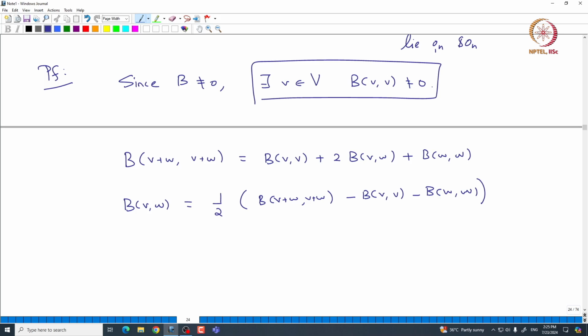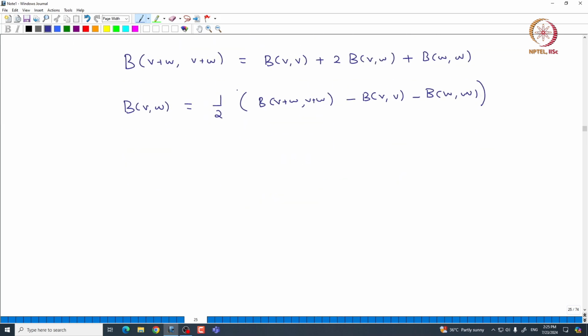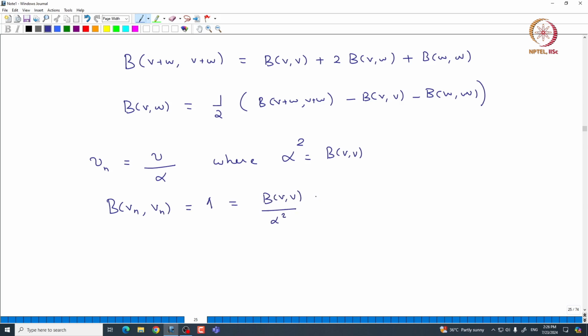Okay. So, let us fix such V, and then we will define Vn to be V divided by alpha, where alpha is a square root of this B(V,V). So, alpha satisfies alpha squared equal to B(V,V), and it exists because we are working over complex numbers. Now, it is immediate that B(Vn,Vn) is equal to 1, because this is exactly B(V,V) divided by alpha squared, which is 1.